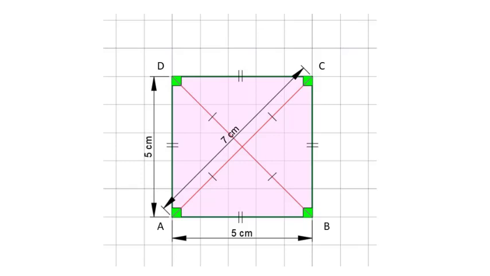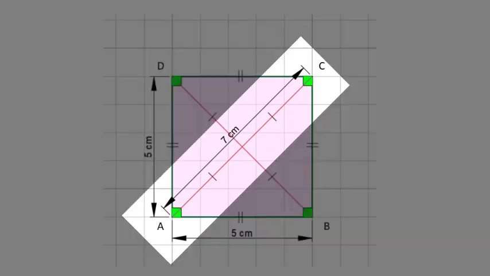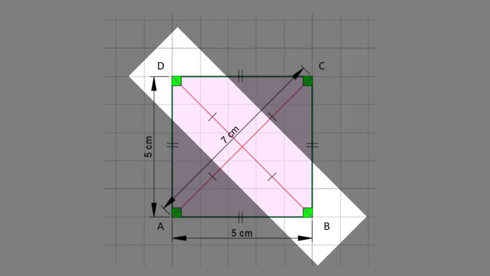The fourth property is diagonals bisect the opposite angles. This is a very different property. Try and understand. The diagonal AC bisects the angle A and angle C. Second diagonal BD bisects the angle B and angle D. That means that 90 degrees is getting divided into a 45 degree angle and a 45 degree angle.